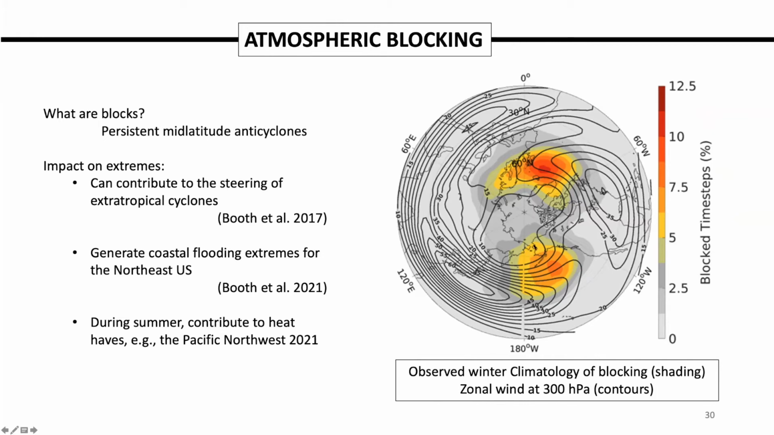These blocks, because of their persistence, can lead to extreme events, right? They can force cyclones into paths that they don't normally take and create havoc for that reason. They can also force the storms to move very slowly, which can lead to persistent winds in one region, which can lead to flooding. And then in summer, if these blocks get stuck in certain places, they can amplify locally, which leads to more radiative warming and local heating. And that's what happened this last summer, where there was an extreme event in the Pacific Northwest that was due to a block.